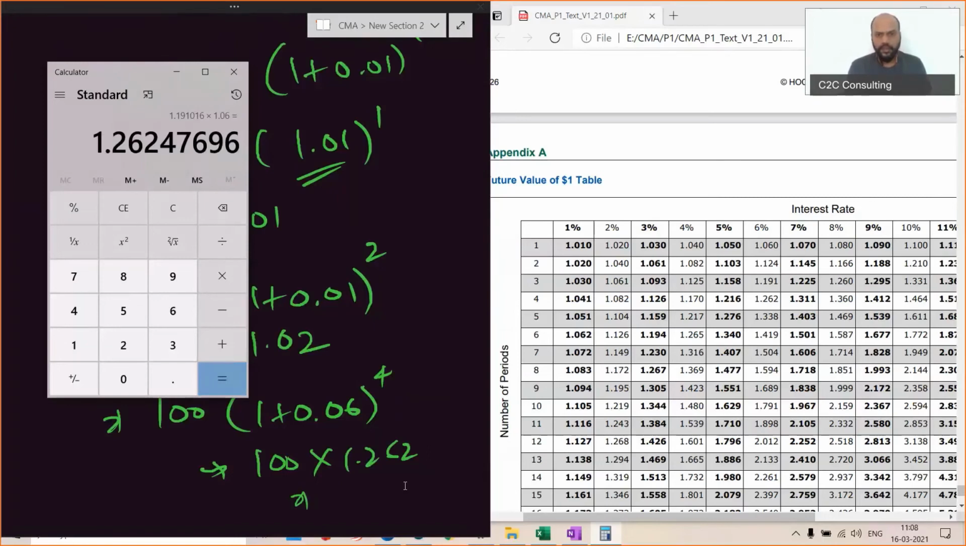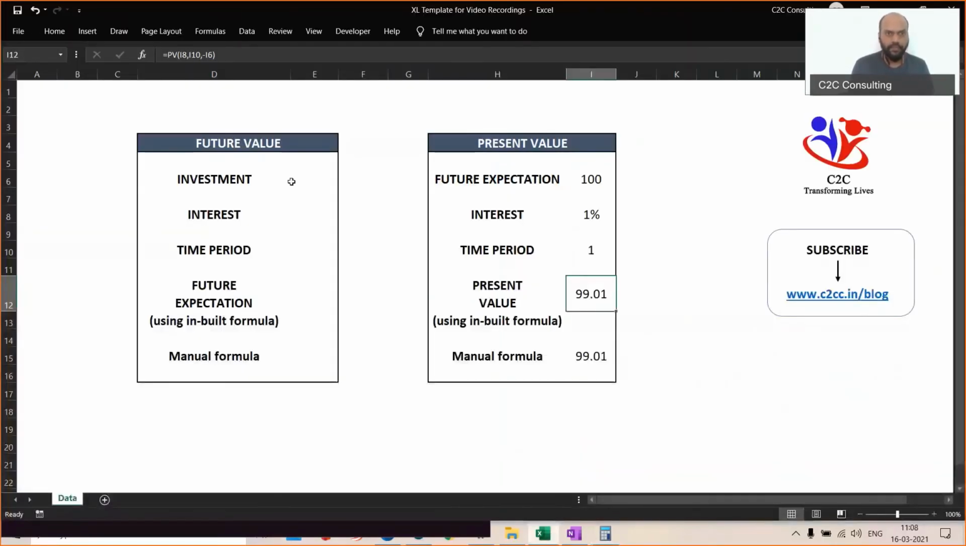Let me show this in Microsoft Excel. 100 investment, say your interest rate is 6%, your time period of 4 years. I'll use a manual formula first. So principal, 100 into 1 plus interest to the power of, again using shift and 6, the caret symbol, T, which is 4 here. So this tells me that it is 126.25. So that's your factor, 1.26. You can directly multiply it with your investment.